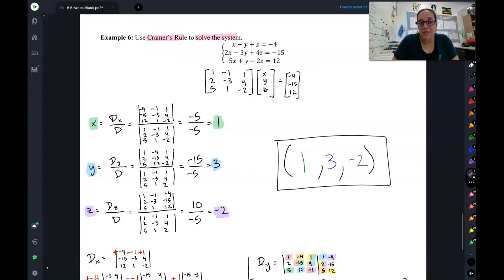So that is all for 6.6. That's our last method for solving systems of equations. In 6.7, the last lesson for this chapter, we'll be talking about an application for systems of equations. So, you are done with 6.6. You're welcome to start your homework.